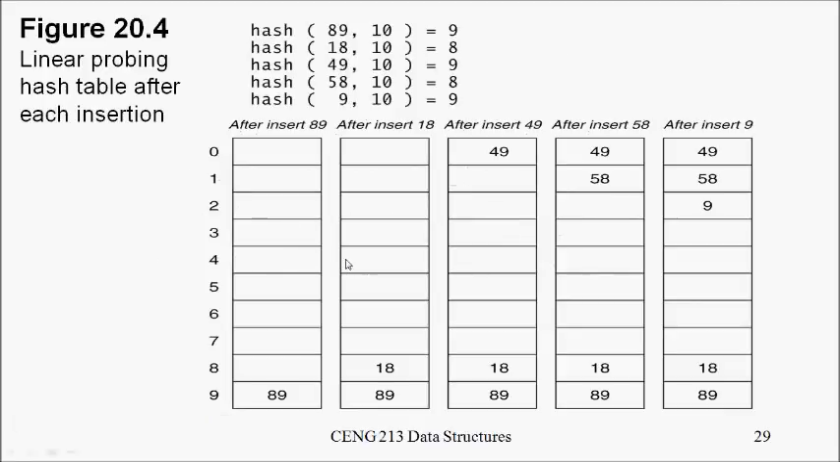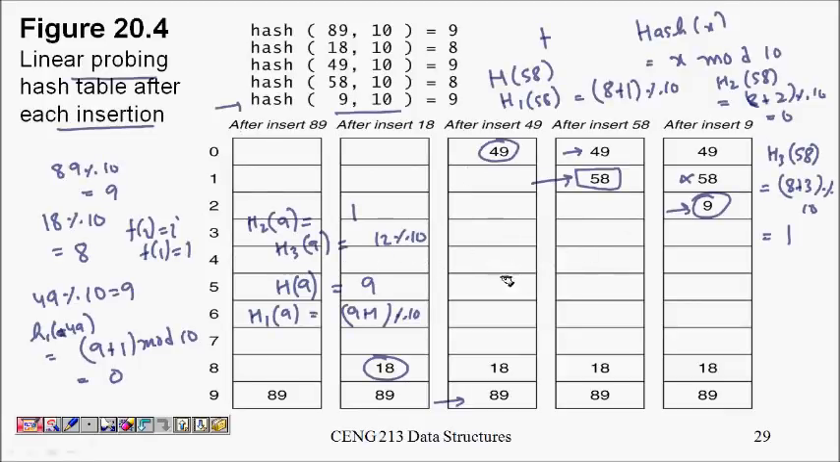Okay, 58. When we try to find 58, h of 58 will be 8. I try to find it here, 58 is not there. Then I do h1 of 58, which is the hash of this value, so 8 plus 1, so 9 modulo 10. So it will try it here, not found.